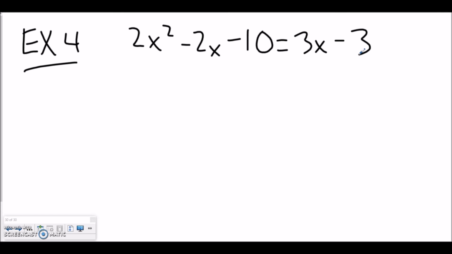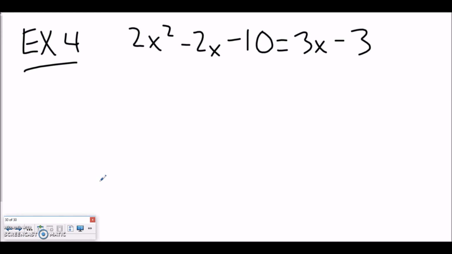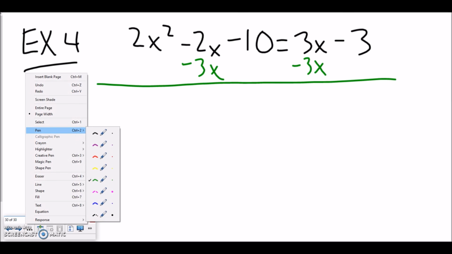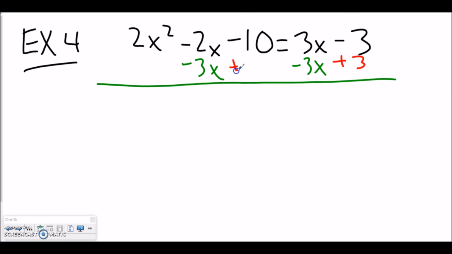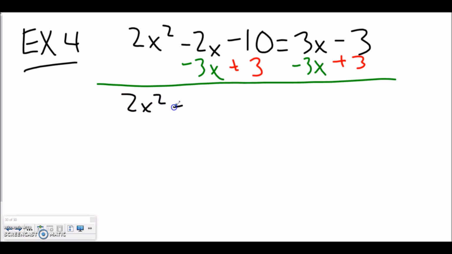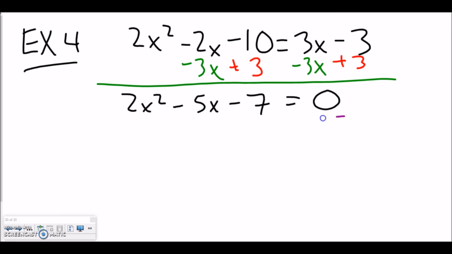But remember what I said at the very beginning of this lesson. In order for the quadratic equation to work, what needs to be true about our equation? What needs to equal 0? In order to equal 0, I would minus 3x from both sides, and I would add 3 to both sides. Now what do I have? I have 2x squared minus 5x minus 7 equals 0. And again, the equals 0 is the key thing. This is what we need in order for the quadratic equation to work.